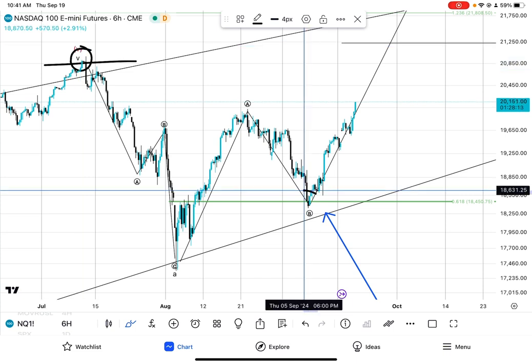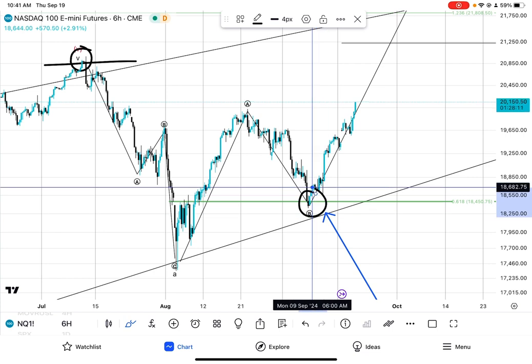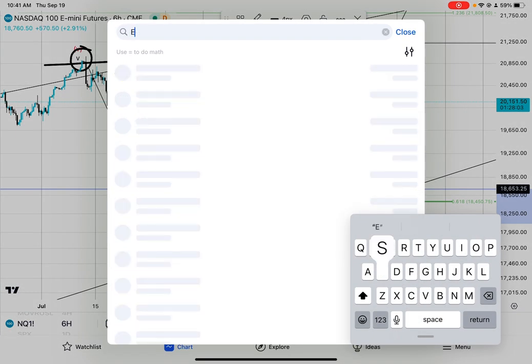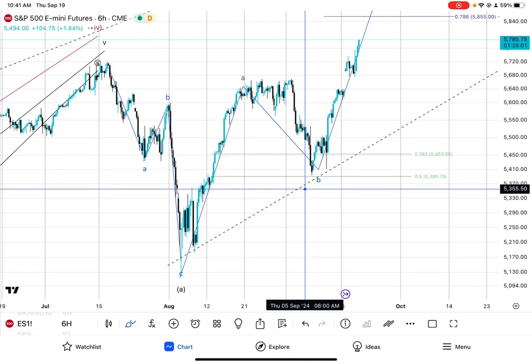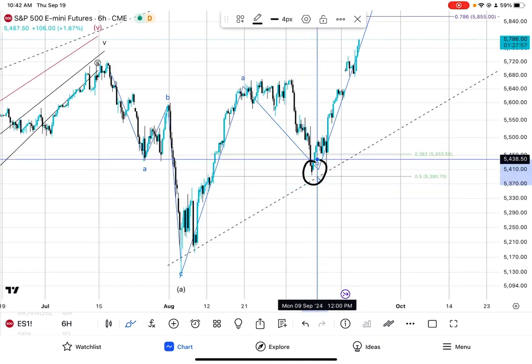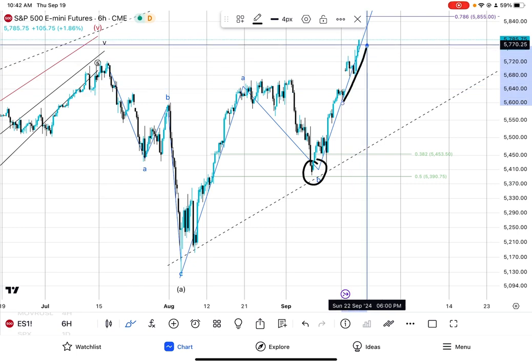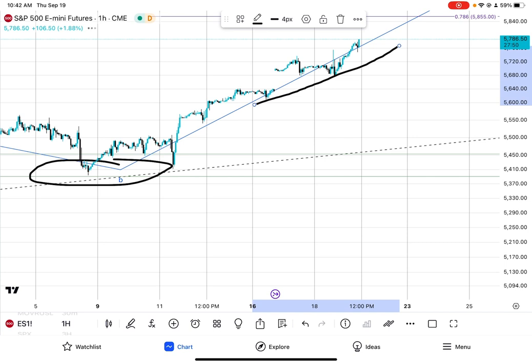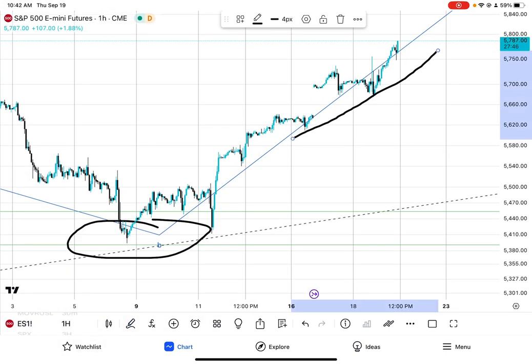You can see that very nice rebound off the 61.8% fib. Russell had a rebound off the 702, NQ had a rebound off the 618, ES had a rebound off of the 50% fib. This is ES over here. You see how we had a rebound off the 50, seeing a very nice morning. Really nice push up here. Let's drop down to the hourly time frame, and it looks like we're continuing our march to the upside.